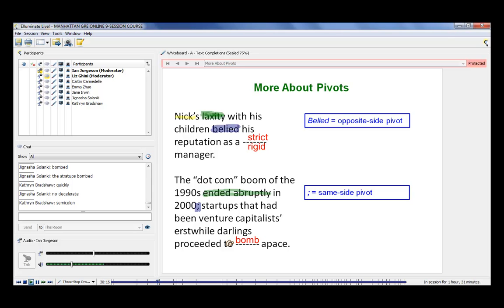But be a little bit careful. There's plenty of problems out there that go semicolon, however, comma. So which takes precedence here? If I give you this one, semicolon, however, is this semicolon same side, or is this however opposite side? Yeah, the however kind of wins here. The however kind of wins.